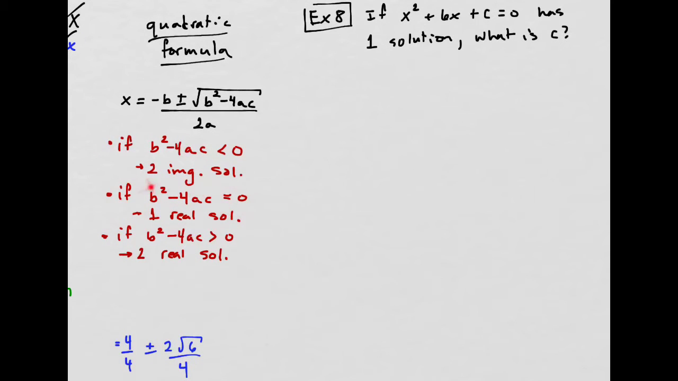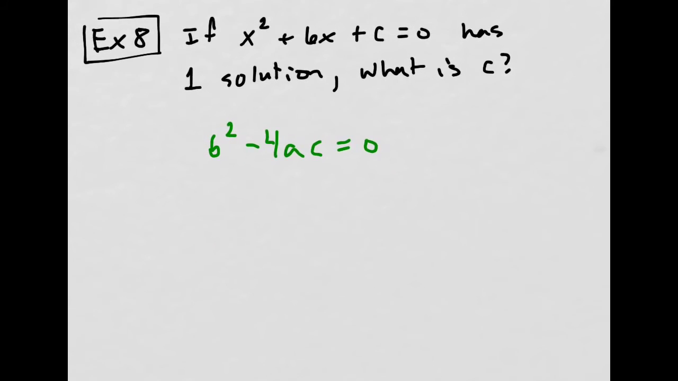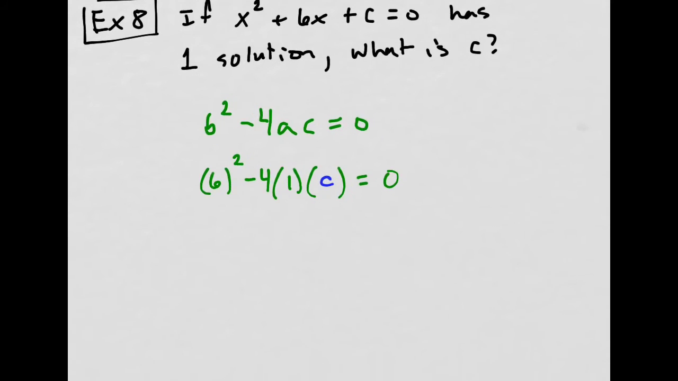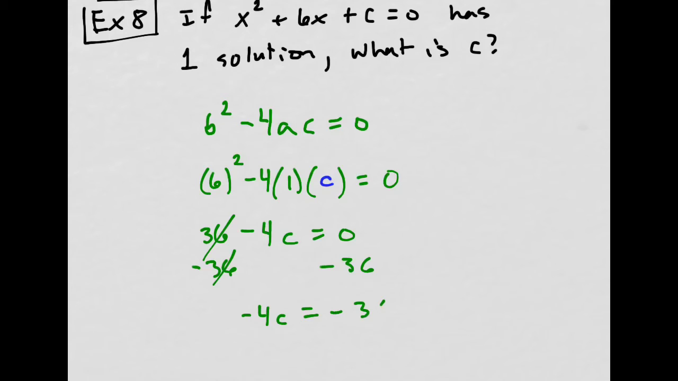If x squared plus 6x plus c equals 0 has one solution, what is c? Well, the only case it could be is where this is true. So I'm going to write this down. That must be equal to 0. However, I have what b is. So that's 6 squared minus 4 times, I have what a is. A is just 1, times, well, I don't know what c is. And then that has to be equal to 0. So now I can just solve for c. That's easy. That's 36 minus 4c equals 0. Minus 36, minus 36. Negative 4c equals negative 36.